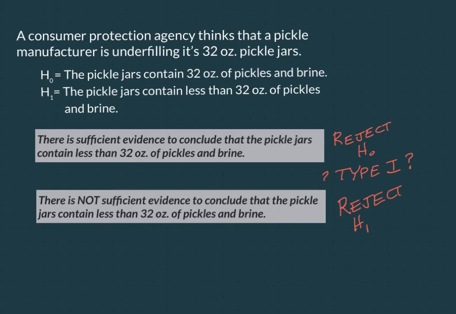And what type of error may you have made? You may have made a type 2 error. You don't know for sure, but you may have made that. There's a possibility that you missed the evidence that that manufacturer is underfilling the jars.